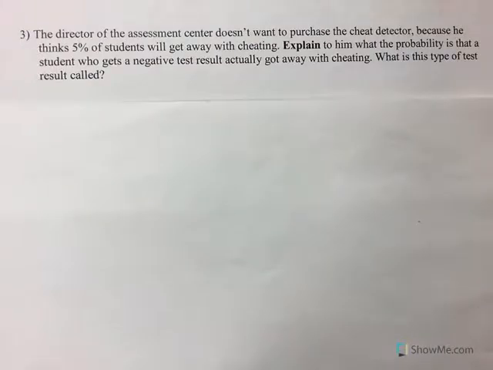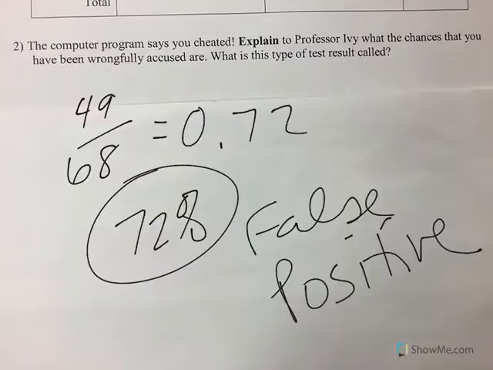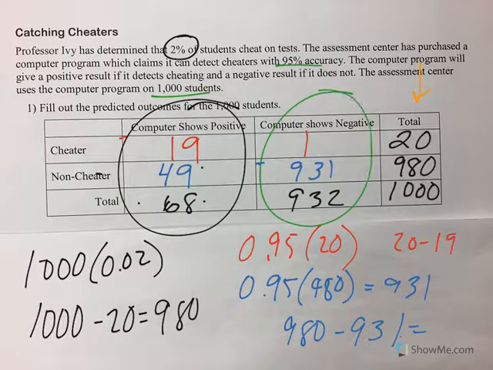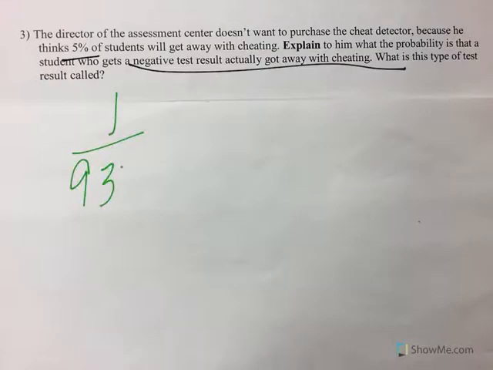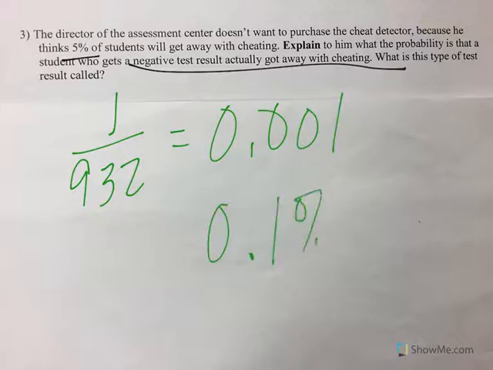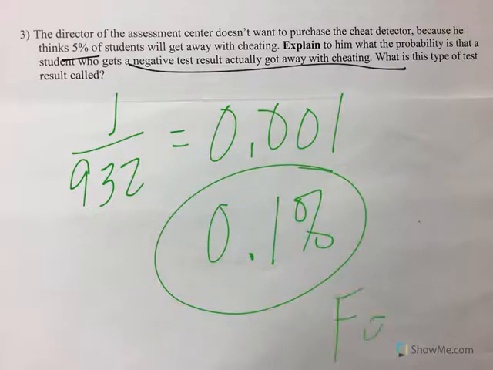The director doesn't want to purchase it because he thinks 5% of students will get away with cheating. Remember, because of the 95% accuracy? So explain to him what the probability is that the student who gets a negative test result actually got away with cheating. So that's talking about this, the cheater who gets away with it. So we're talking about 1 out of 932, which is 0.001 or 0.1% chance of having a false negative. So it's a really small chance that if you cheat, you're going to get away with it with this system.